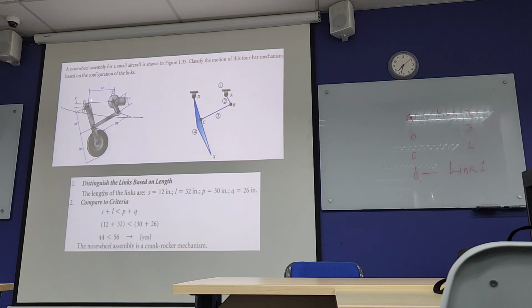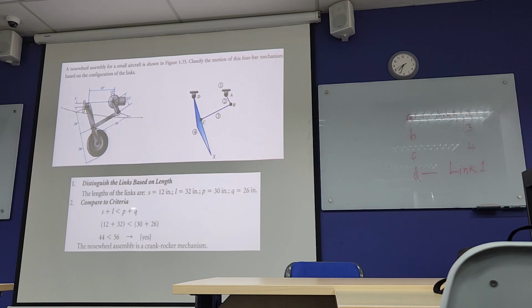Now link 4, there's a link joint here, and this is the wheel which has the movement here. So it can be represented with a link 4 like this. So this is the real drawing of a nose wheel assembly of a small aircraft. Now the same thing geometrically on a drawing we can draw like this.